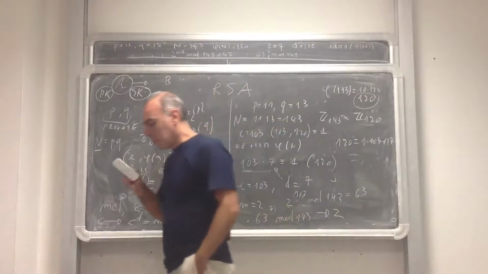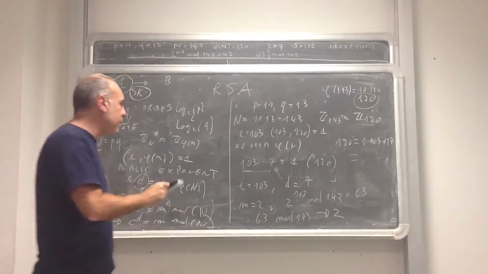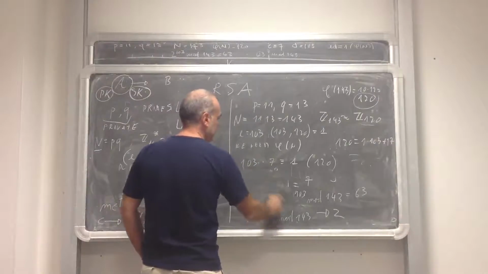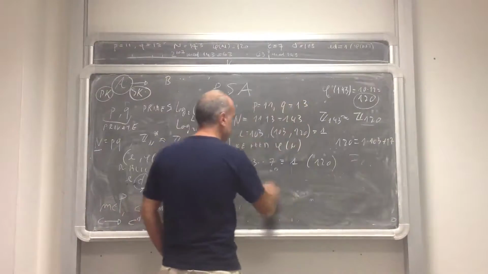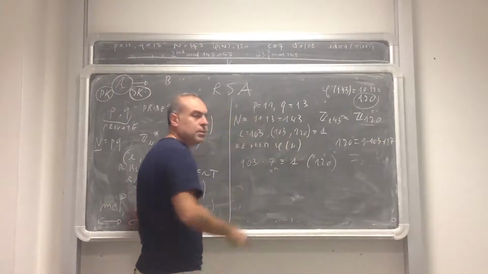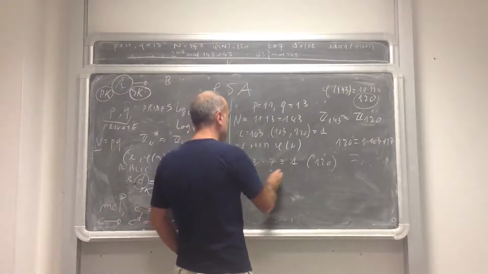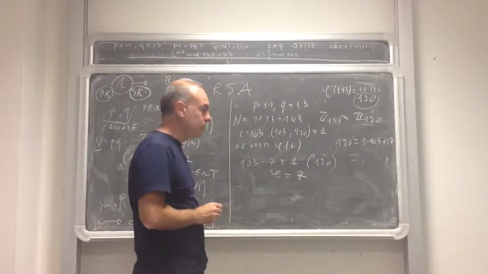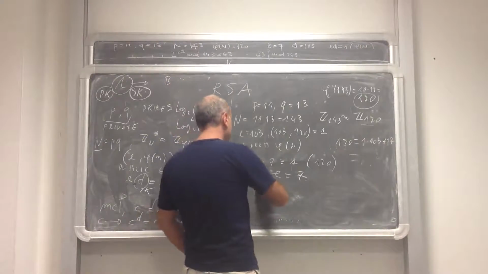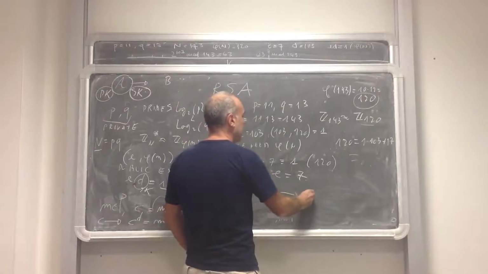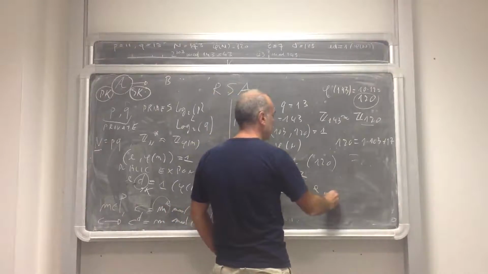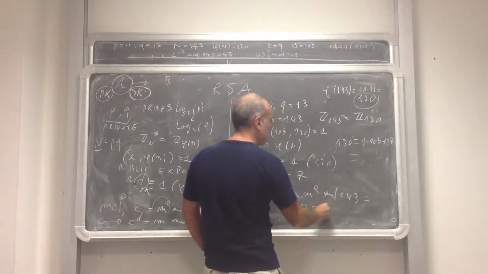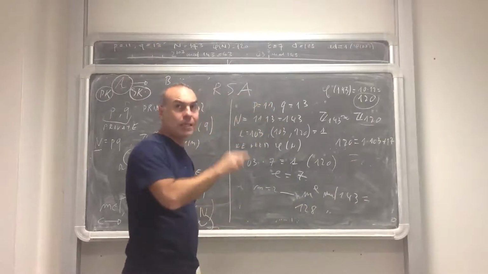Now, I want to show you a little problem. What happens if Alice isn't very clever? So Alice can use 7 or 103. Now suppose that Alice chooses as public exponent 7. What's wrong? Well, if the message is 2, then M to E mod 143 is 128 mod 143, which is 128.